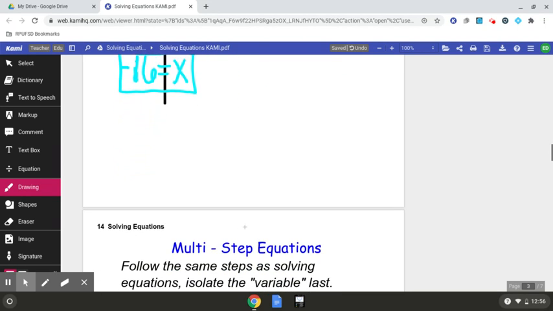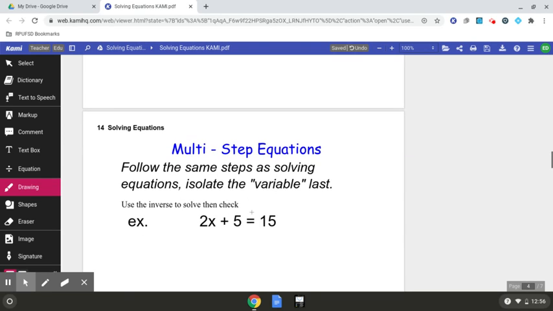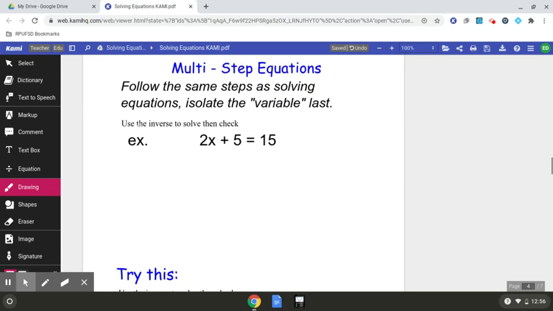Okay, so those were pretty basic ones. Now we're going to kind of get into the multi-step equation. So we're going to follow the same steps that we did above, right? But we're going to isolate that variable last. So use the inverses again to solve and check.